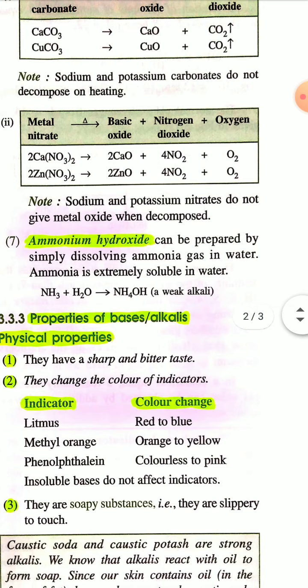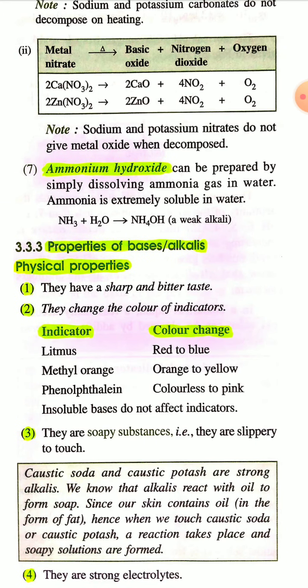And the last method of preparation of basic compounds, method number 7, is the preparation of ammonium hydroxide. You know that ammonium hydroxide, NH4OH, is basic in nature, is a weak alkali, and can be prepared by simply dissolving ammonia gas in water. So when ammonia reacts with water, that is NH3 plus water, it will form a soluble base, a weak alkali, NH4OH, ammonium hydroxide. So these are the basic methods of preparation of bases.